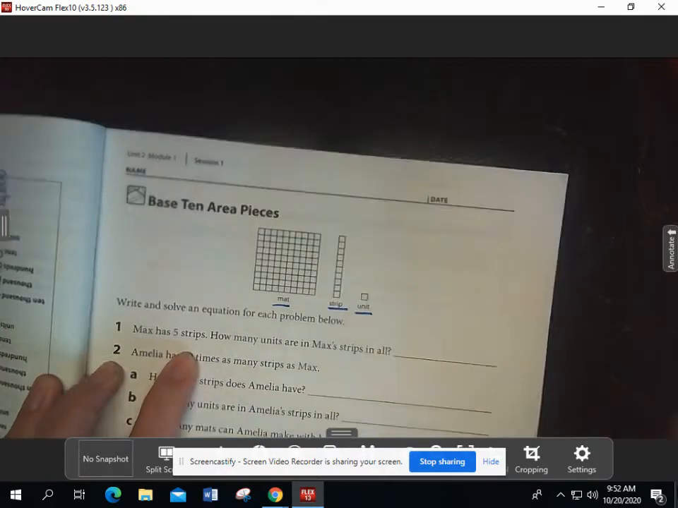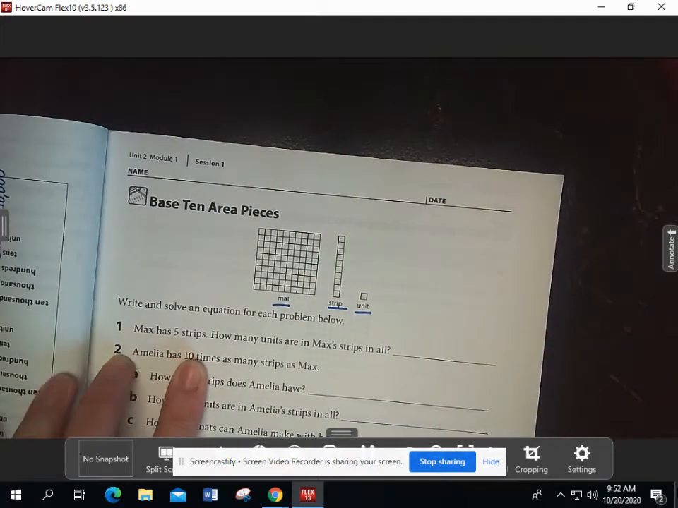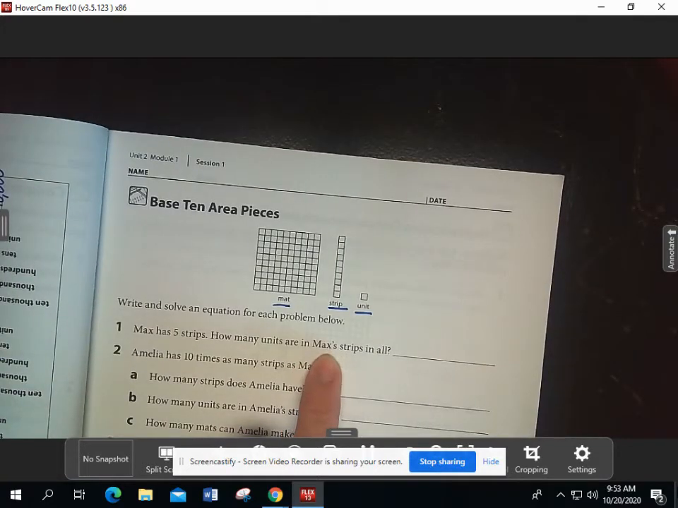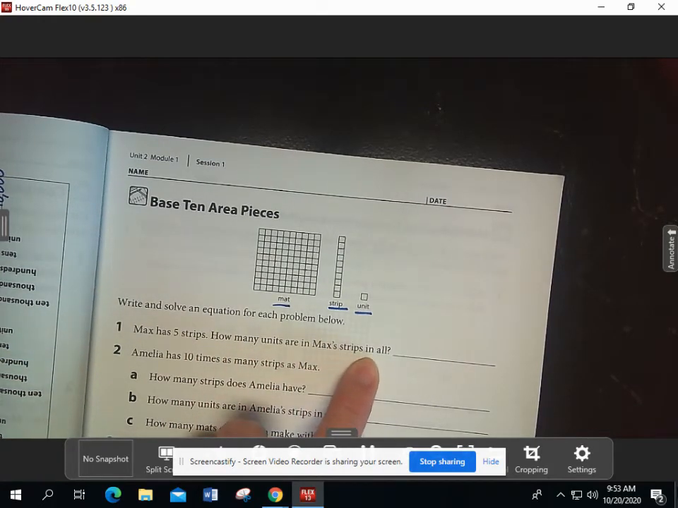Max has 5 strips. Okay, this is a strip. How many units are in Max's? How many units are in Max's strips in all?